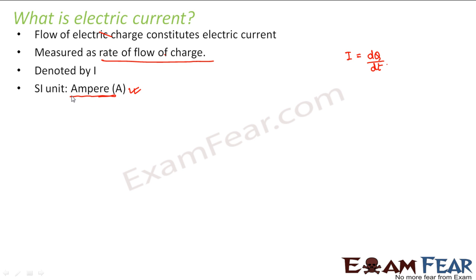Like the way we have the SI unit for charge as coulomb, similarly we have the SI unit of electric current as ampere. So how do we define ampere and from where does this word ampere come? We will study about that in the next slide. So let us take this simple example. This is a simple circuit which is drawn here.